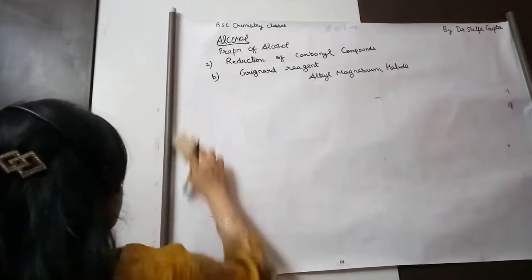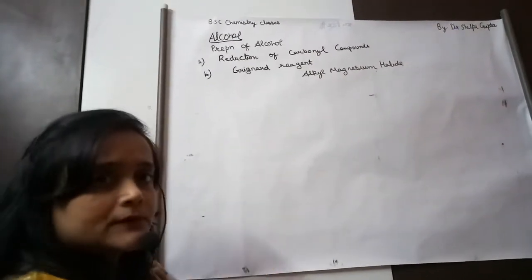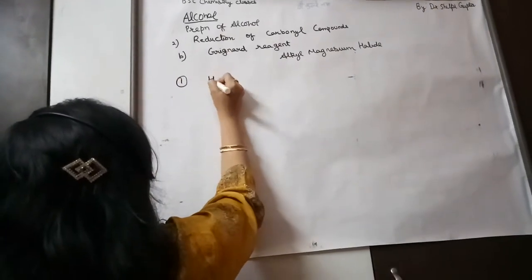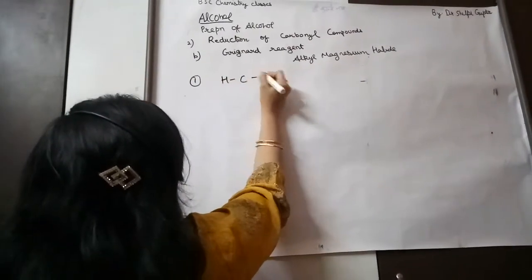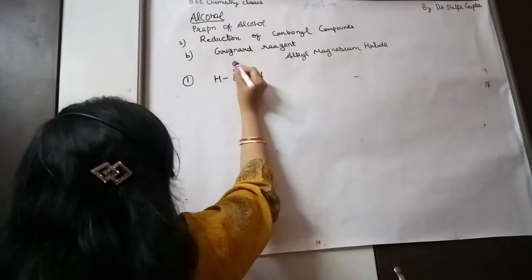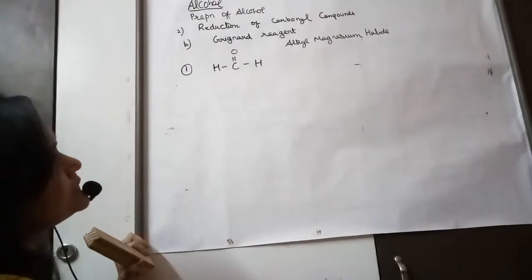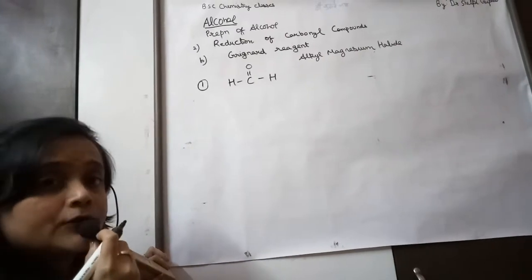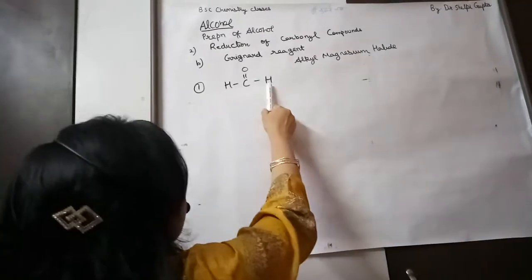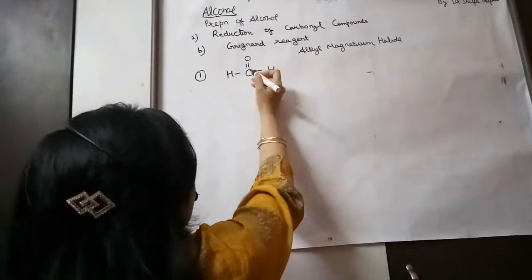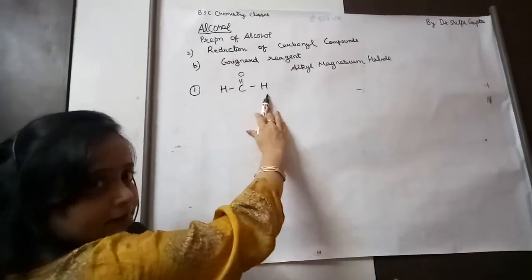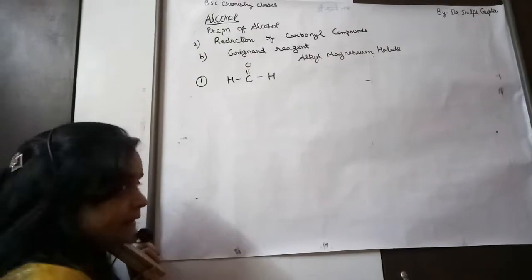Now with some examples, we will carry out the preparation of alcohol. Number one is, as I told you, these reactions are always carried out in the presence of compounds which have carbonyl groups. Okay. Now carbonyl groups means it has a C double bond O group. So this is an aldehyde. This is a formaldehyde.